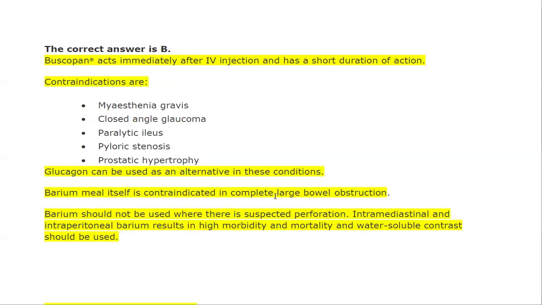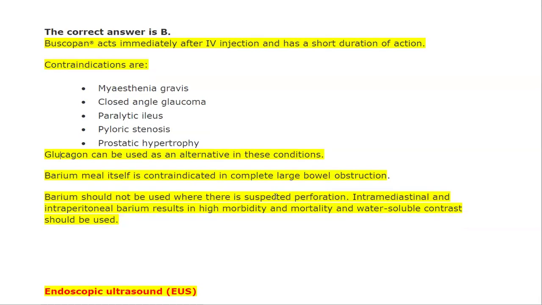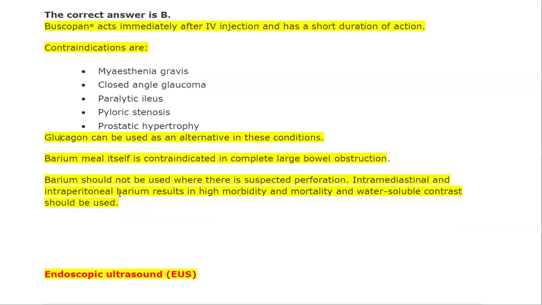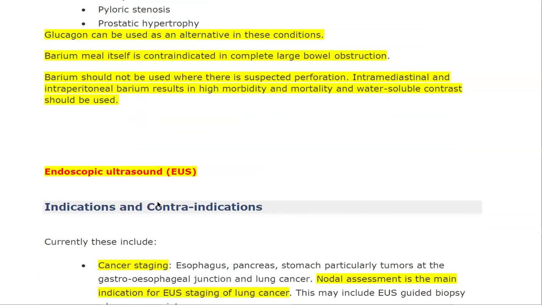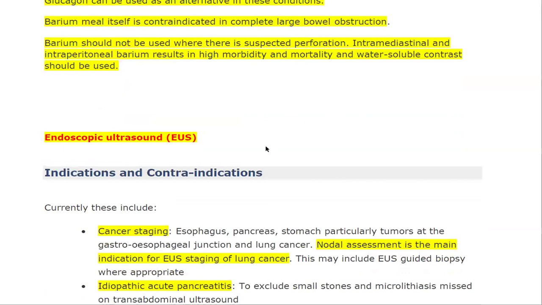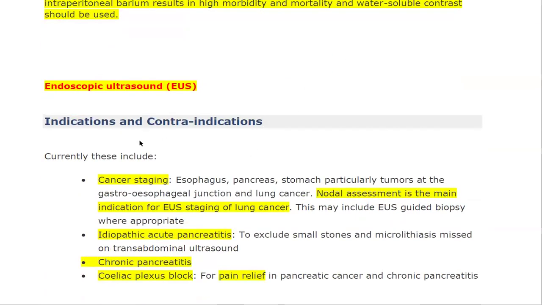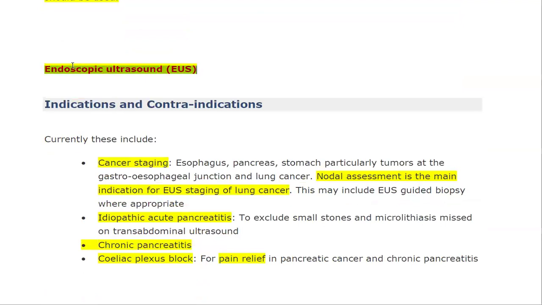If the patient in the scenario has a complete large bowel obstruction, and there are features in the question suggesting this, you must exclude barium meal because it will complicate the problem. Barium should not be used where there is suspected perforation, intramediastinal or intraperitoneal. Barium results in high mortality and morbidity, as we said, and water-soluble contrast media must be used. Okay, one of the investigations that can come in the exam as one of the choices, and you must know about it, is endoscopic ultrasound, because this is one of the investigations.